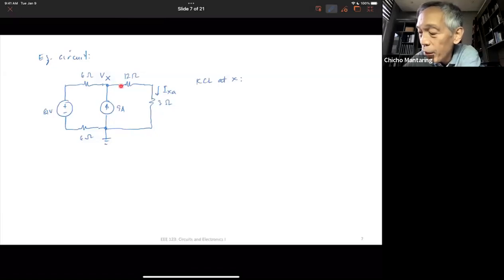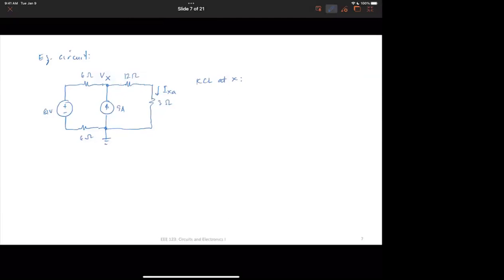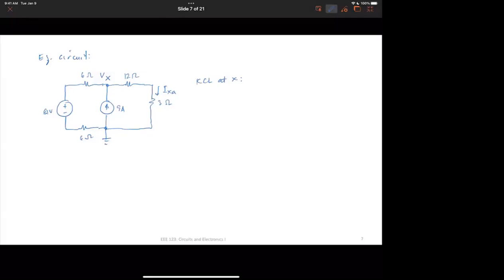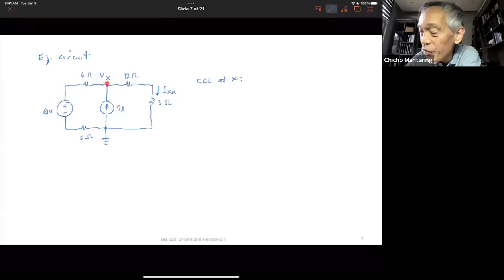What is the current flowing through the 12 ohm resistor from left to right? Vx over 12 ohms. Something is missing. It's Vx minus this voltage over 12. Because when you say Vx over 12, you must make sure that Vx is the voltage across the 12 ohm. But Vx is not the voltage across the 12 ohm. The voltage across 12 ohm is Vx minus the voltage at this point.